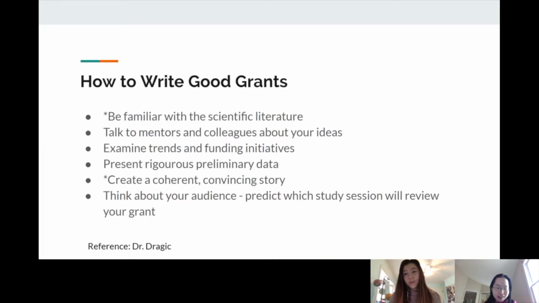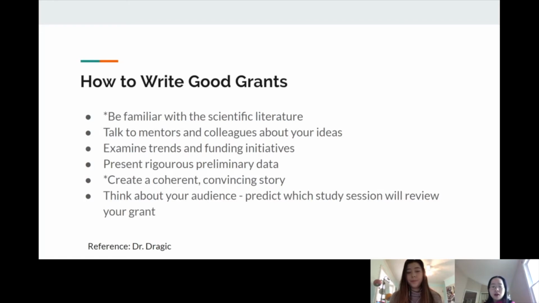So, how to write good grants. This is advice from Dr. Dragic, and I have starred the ones that she mentioned were especially important. First, you must be familiar with the scientific literature, in that you've got to know what people have done in the past to be able to set up a good argument for what's a good direction in the future. That's kind of intuitive, in that you have to know what we already know in order to figure out what's the best thing to investigate right now.